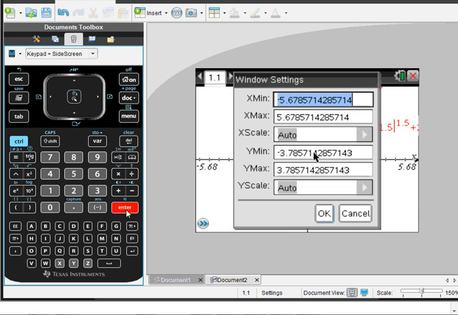Press enter. And I want that to be 0. And I can show you how to also get more decimal places. And my max is going to be 2. I always leave that on auto. And then Y minimum, I'll make that -1. So it's the same as the other one. And we'll make this 3. Whoops. You're right. Clear.